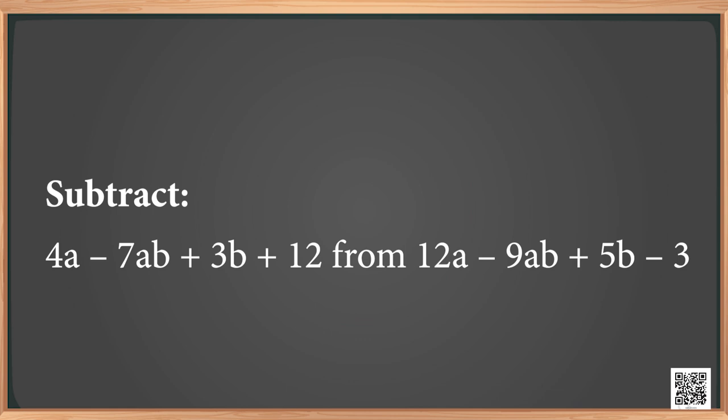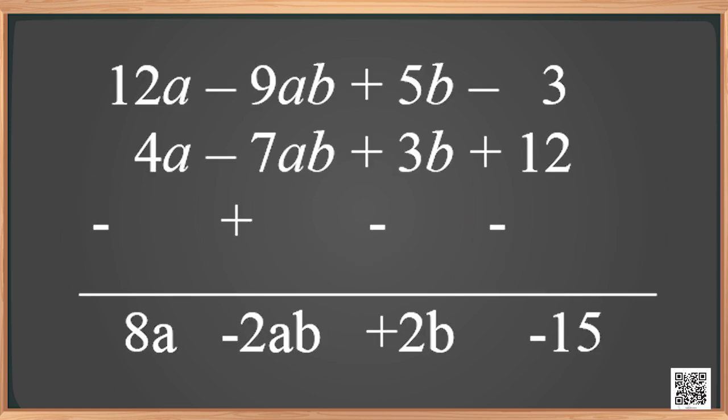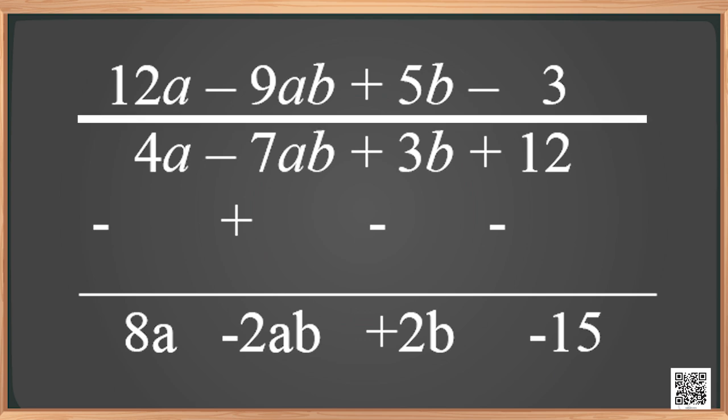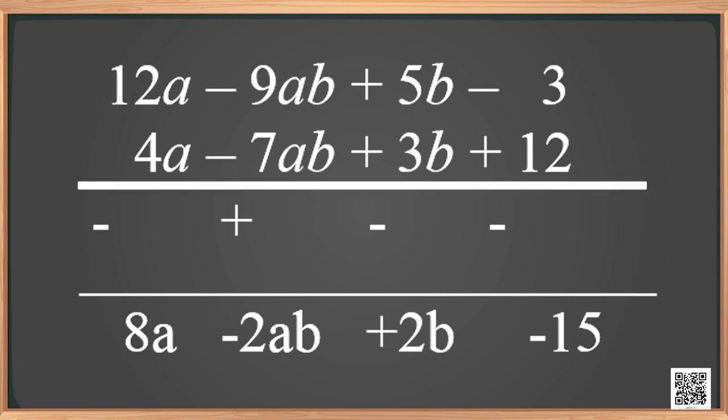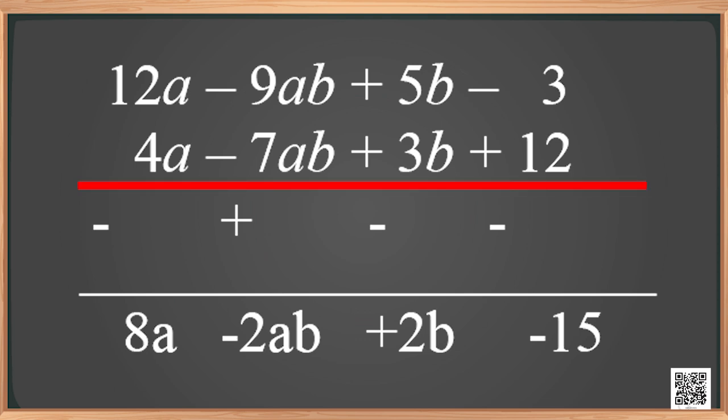Subtract 4a minus 7ab plus 3b plus 12 from 12a minus 9ab plus 5b minus 3. We first solve this problem by using the first method. As we discussed in the above problem, observe how we do the subtraction. We write the second expression on the top and write the first expression under that. While doing so, we write like terms one below the other and subtract as shown.